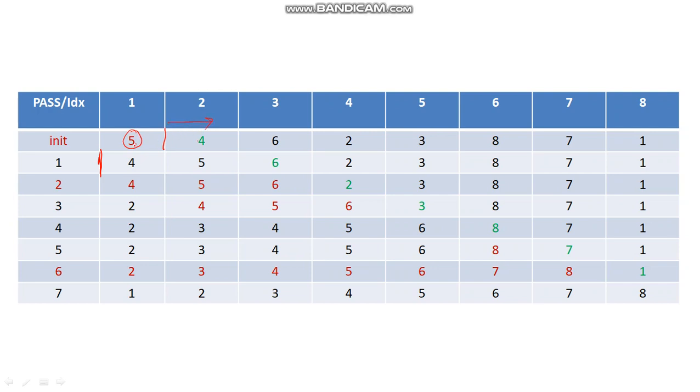It compares the first element of the unsorted array with the last element of the sorted array. If it finds that the current element is smaller, then it will shift the value to the next location. That is, 5 is shifted to the next location and 4 is placed at the previous position. Now there are two parts.